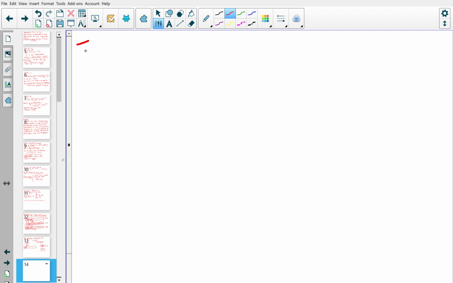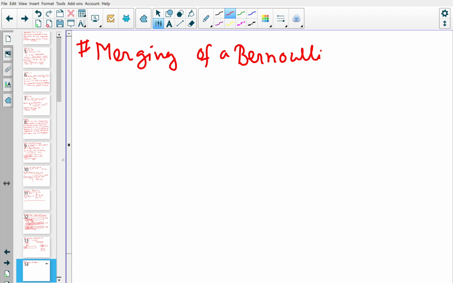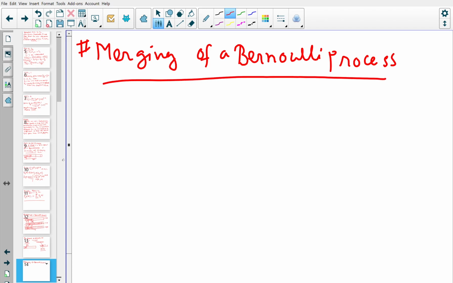And then similarly you can have something called merging of a Bernoulli process. So write down that merging of a Bernoulli process. Okay, so what is this? We just learned that we can split a Bernoulli process into more than one Bernoulli process. Now we can do the opposite also.